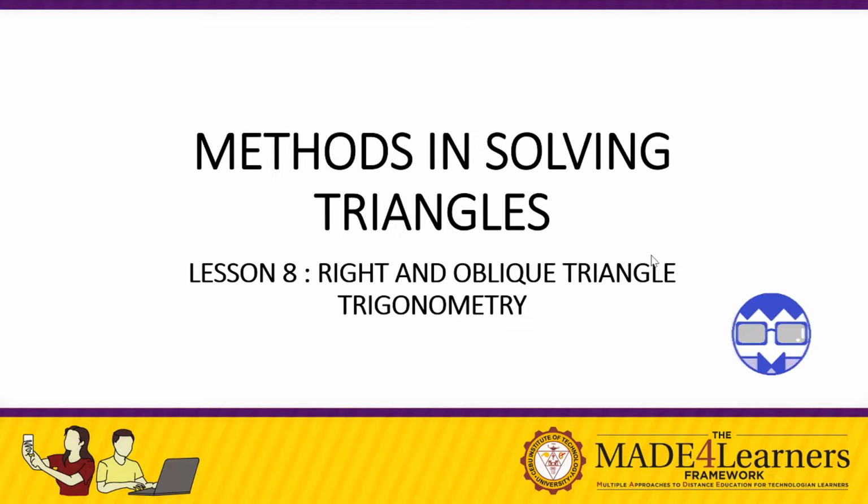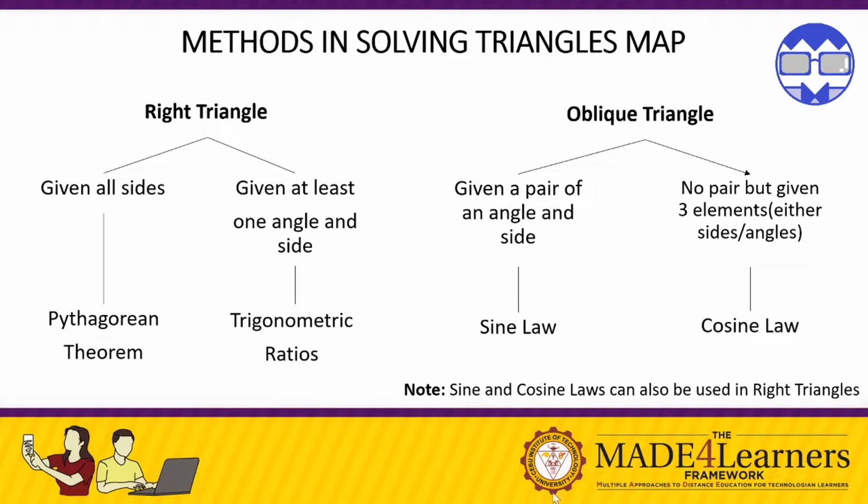In this video, we're going to map out the methods in solving triangles. So this is the methods in solving triangles map. There are two categories: either the given is a right triangle or the given is an oblique triangle. Again, when we say oblique, it is either an acute or obtuse triangle.